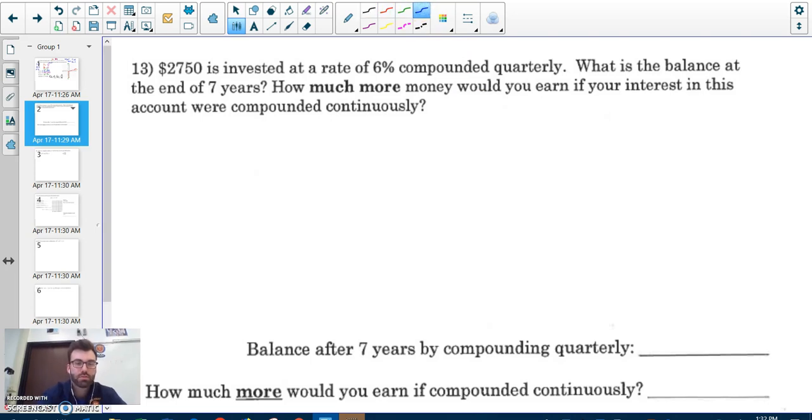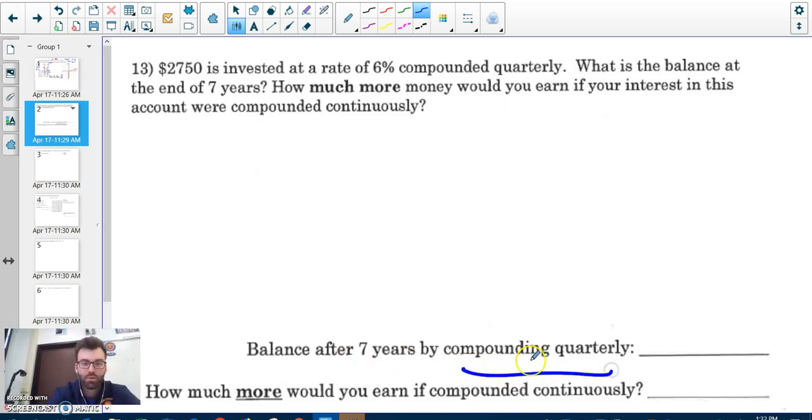Suppose $2750 is invested at a rate of 6% compounded quarterly. What is the balance after 7 years? How much more money would you earn if your interest in this account were compounded continuously? Let's take care of the first question first.